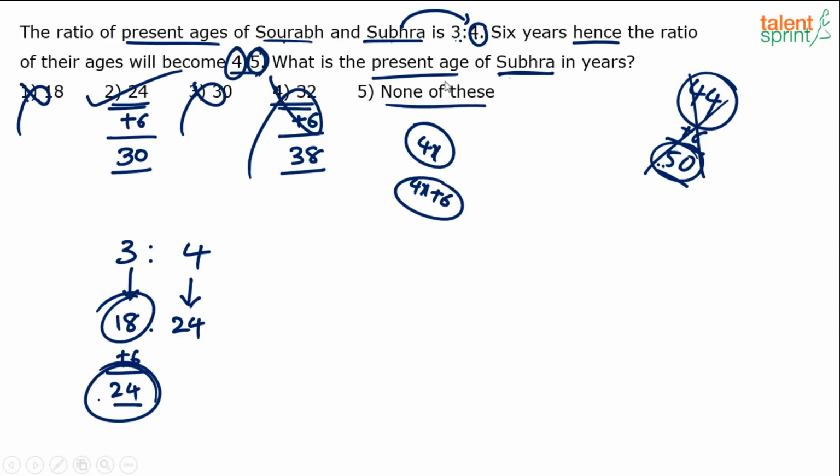If you don't want to take any risk, if you want to be 100% sure before marking your answer, you verify for Saurabh's age. How do we do that? According to option 2, assuming option 2 is correct, Shubhra's age is 24, which means 4 parts are equal to 24. If 4 parts are 24, 3 parts should be 18. 3:4 ratio, right? So 18:24. Which means Saurabh's present age, according to option 2, is 18.